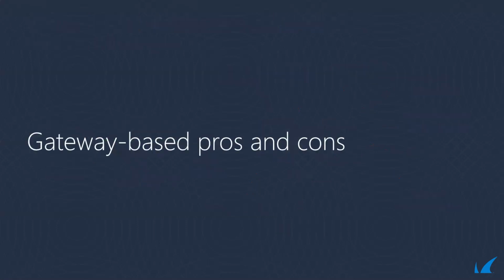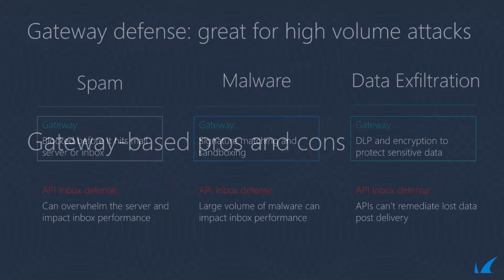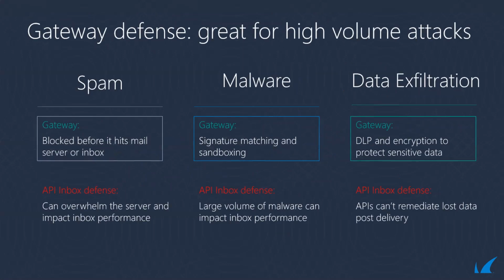So talking a little bit about the gateway-based pros and cons, just to dive in a little bit further as to what the use case is and why they're both really, really important. Gateway is really better for those high volume attacks. It's going to save the performance load on the infrastructure, preventing spam and malware from even reaching the inbox by matching signatures. It also provides advanced threat protection with sandboxing technology to protect from those zero-day types of malware and ransomware attacks. So this is really, really important.